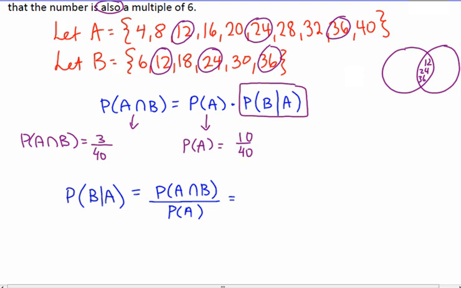I mean, it's going to be so easy. Okay, what's A and B? 3 over 40 divided by the probability of A. Now, if you wanted to type this into your calculator all at once.